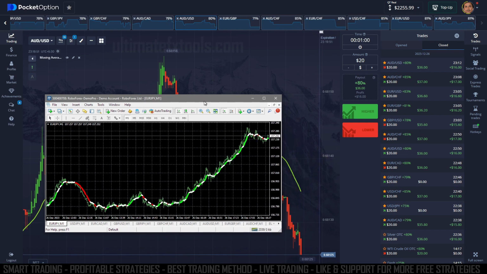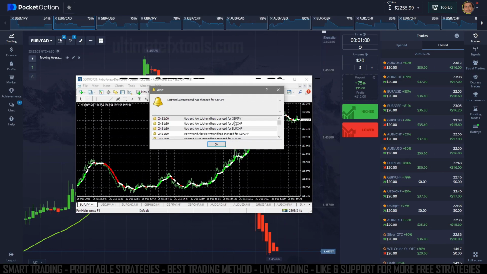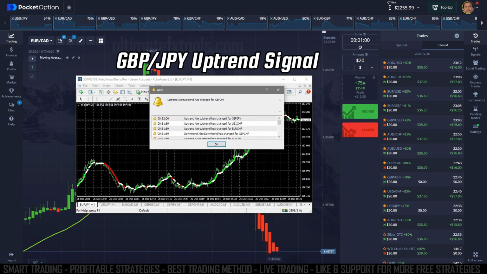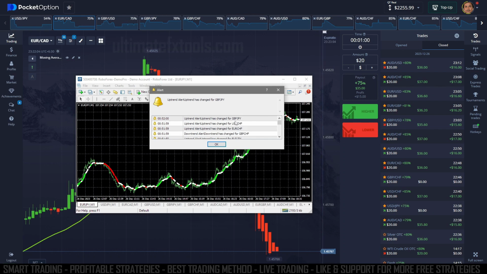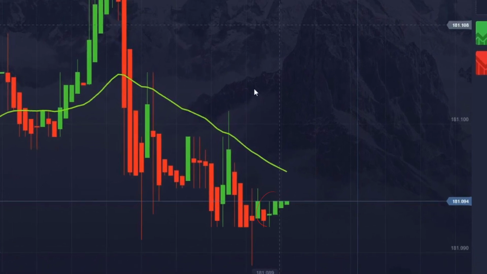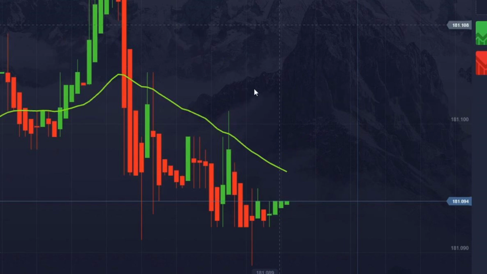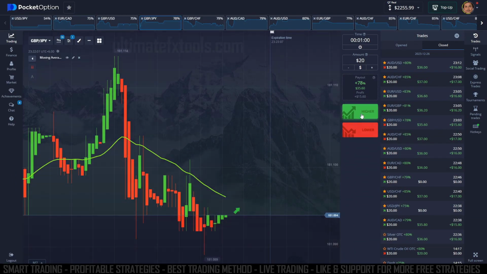Let's now wait for our trading signal to pop up. GBP/JPY has an uptrend signal. Let's check its Pocket Option chart to see if it meets our requirements. Whenever the candle bar is below our weighted moving average, and it seems it already creates a hammer candle here, then it's the best spot to trade and go for higher.